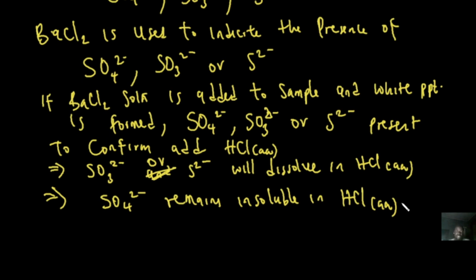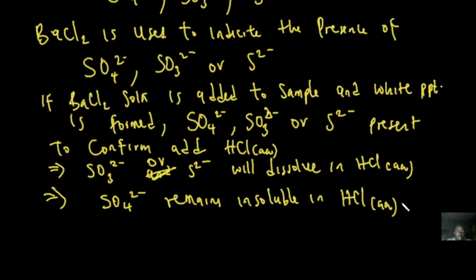Anyway, my point is this. Once you notice BaCl2, suspect 3 ions: SO4 2-, SO3 2-, or S2-. And how do we confirm that it is SO4 2-? If you add HCl and the white precipitate remains insoluble, automatically just know that it is SO4 2-. However, if it dissolves, you're suspecting SO3 2- or S2-.